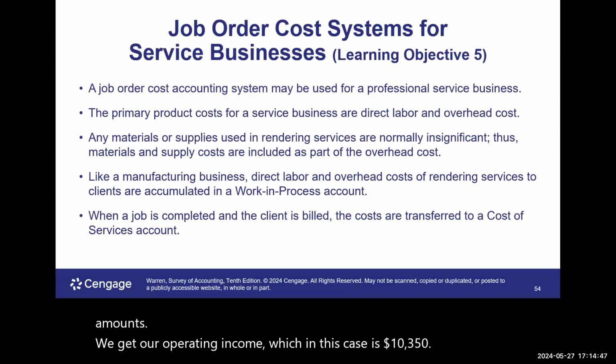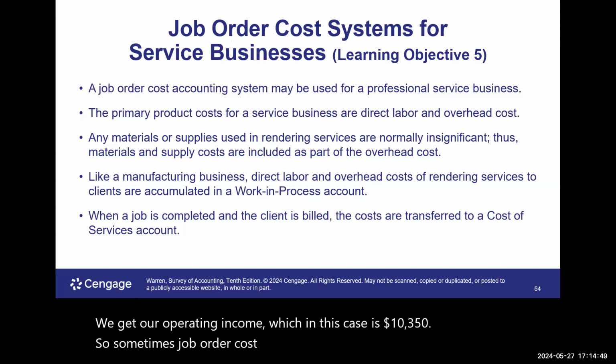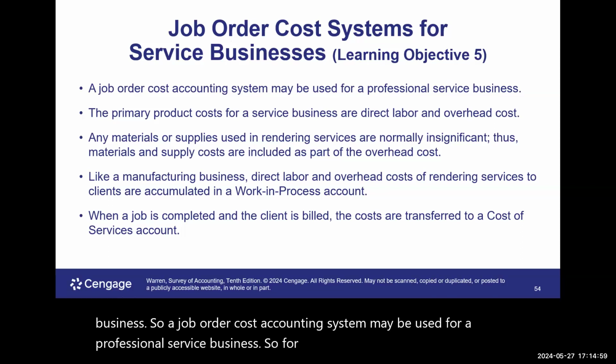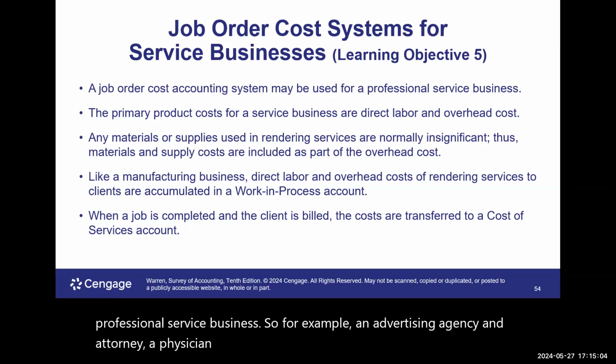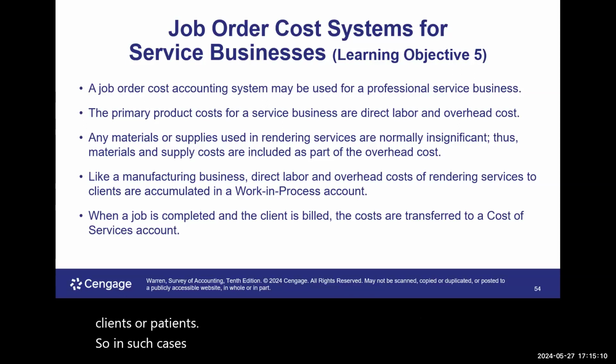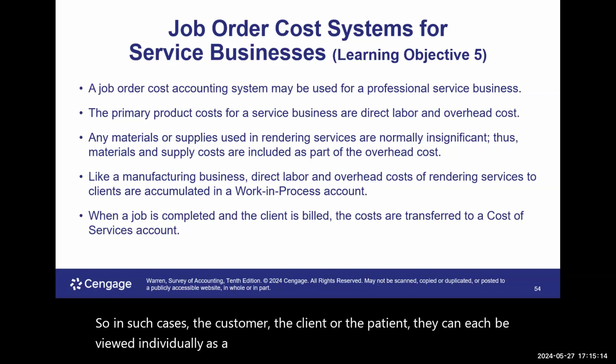So sometimes job order cost systems can also be used for a service business. So a job order cost accounting system may be used for a professional service business. So for example, an advertising agency, an attorney, a physician, they might provide services to individual customers, clients, or patients. So in such cases, the customer, the client, or the patient can each be viewed individually as a job for which the costs are accumulated and then reported.